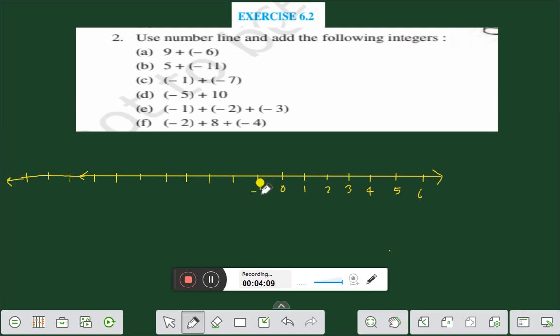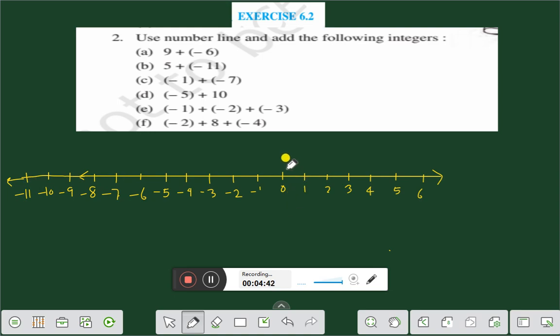You have to extend this number line. This is -1. This is -2. This is -3. This is -4. This is -5. This is -6, -7, -8, -9, -10, -11.